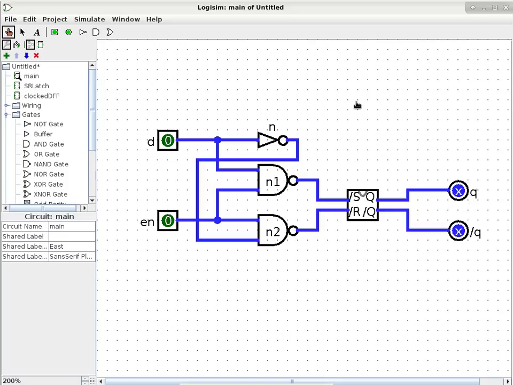So are there any questions about the labeling of the SR latch? Questions about that? Nope.